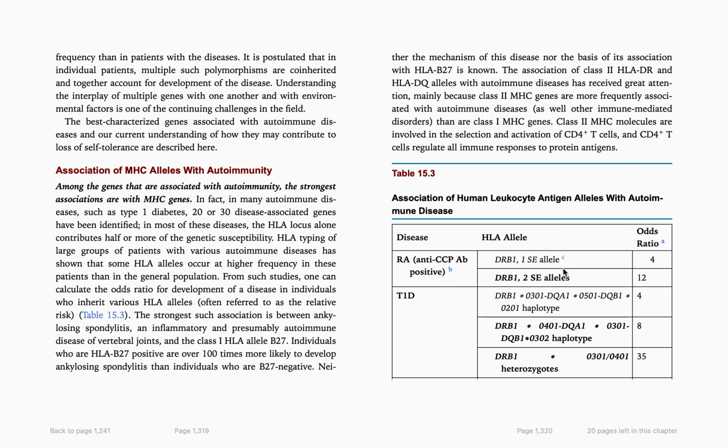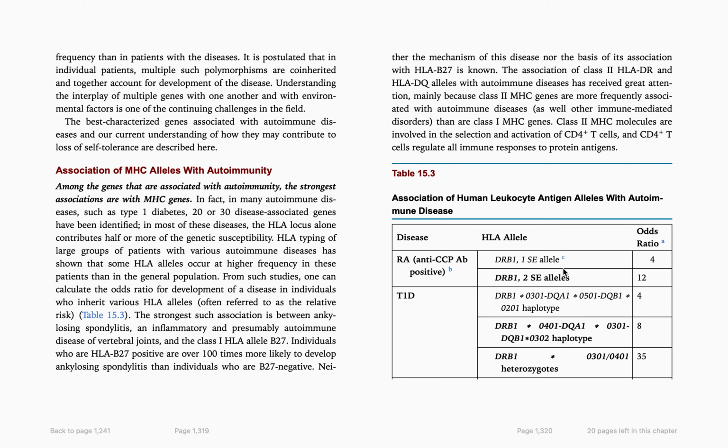The association of class 2 HLA DR and HLA DQ alleles with autoimmune disease has received great attention, mainly because class 2 MHC genes are more frequently associated with autoimmune disease, as well as other immune-mediated disorders, than class 1 MHC genes. Class 2 MHC molecules are involved in the selection and activation of CD4 positive T cells, and CD4 T cells regulate all immune responses to protein antigens.